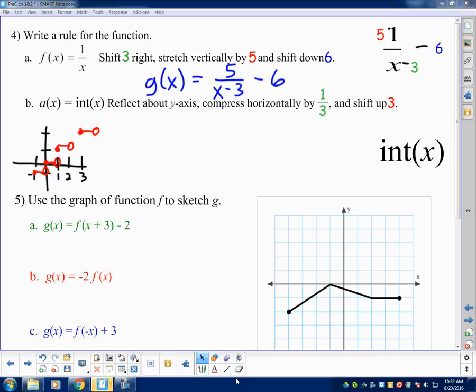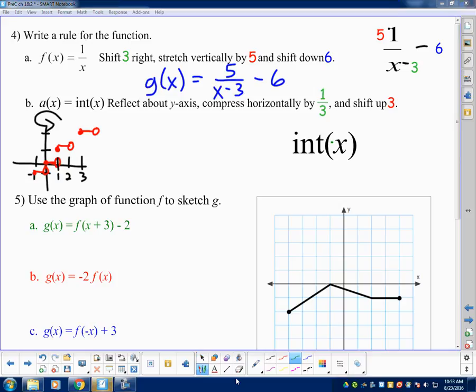So we're going to reflect this about the y-axis. We're going to take these stair steps and reflect them over the y-axis, picture flipping this over the y, and compress horizontally by 1/3 and shift up 3 units. So what will happen here is the reflection about the y-axis would be a negative value. So if I take this int x function, I'm going to have to plug a negative value in here for x. That's the reflection.